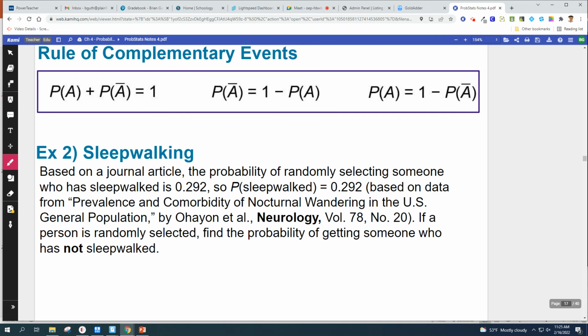Rule of complementary events. We saw this come up in the last lesson, but basically, this is talking about something that is and something that is not. Whatever the set is, these people do this one thing, these people do not do this one thing. Raise your hand if you're taller than 6 foot. Raise your hand if you're not taller than 6 foot. Either you are or you aren't. That's going to add up to 100% of the people. I should have said 6 foot or taller, not taller than 6 foot. I kind of like this version of the equation better. But all three of those equations say the exact same thing.